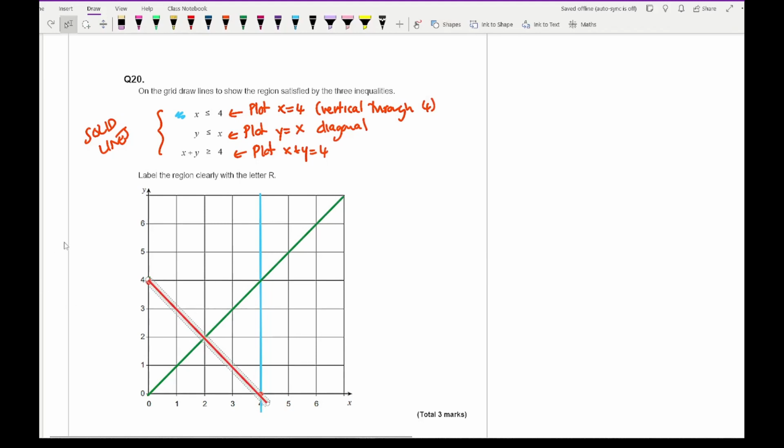So I'm looking for the region. Now this is where I need to look at each line. Looking at the blue line, I want the area to the left, so that's this area here. For y equals x, I want it where it's below the line, since y is less than x, so I'm looking for this region here. And for the other line, the red line, I'm looking for the area above, so this region here. Generally speaking, you should be able to use your common sense to recognize that it's this region that we want. And so that's the area that we then need to shade or label with R, which is what I'm going to do here.